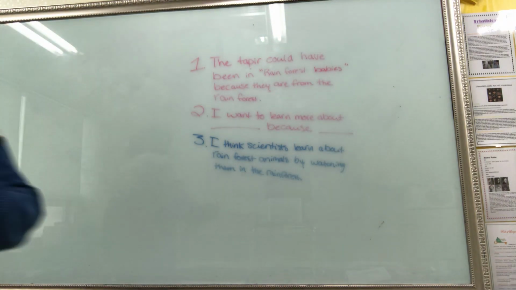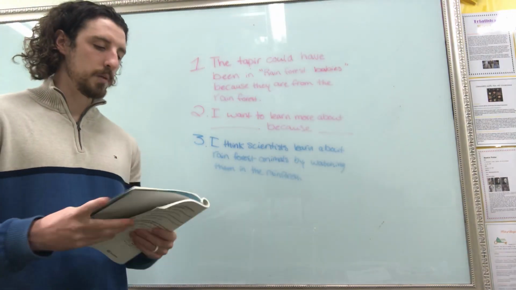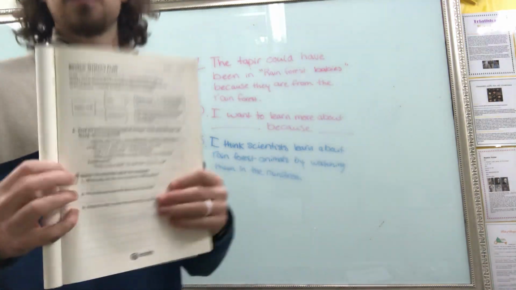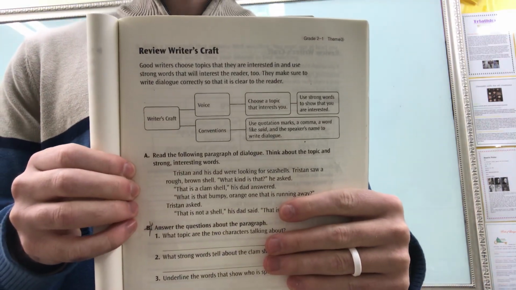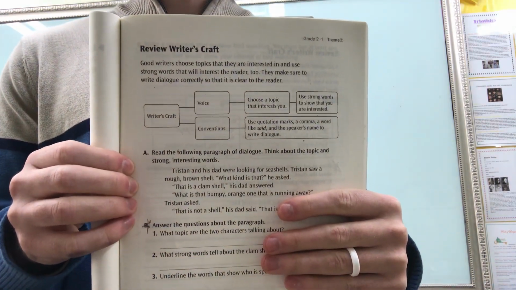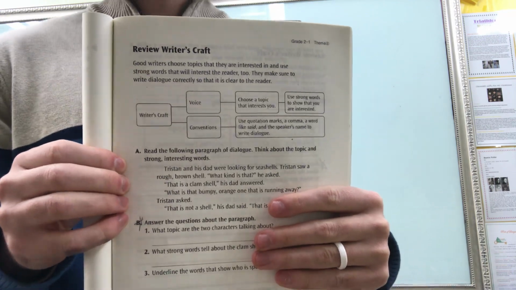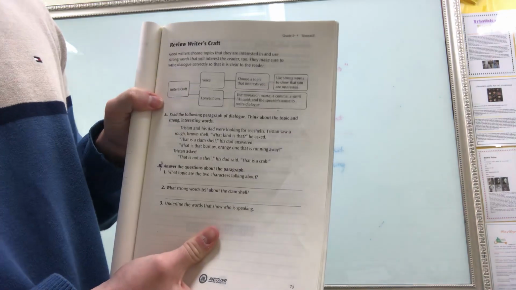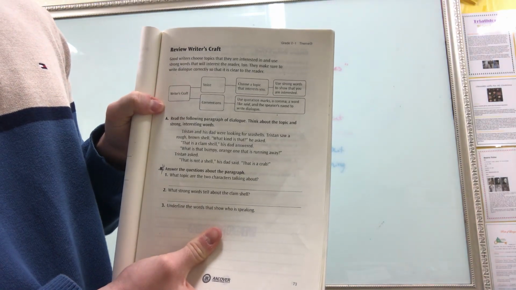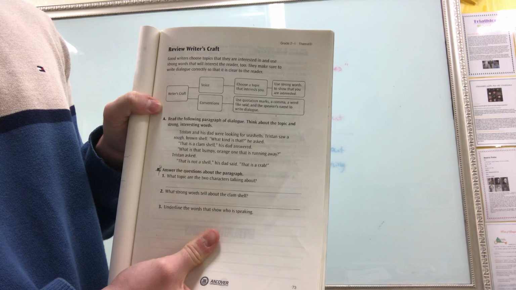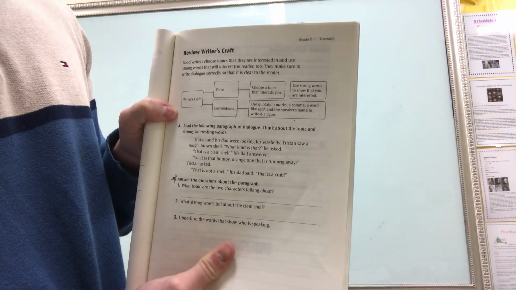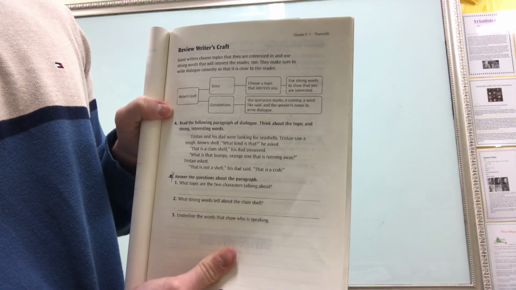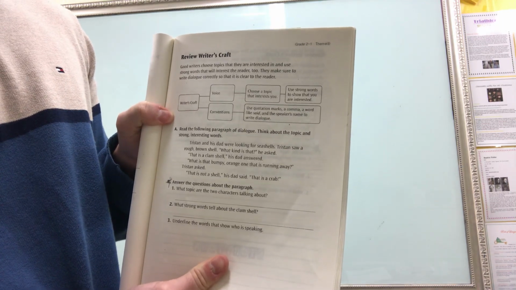Now, in the workbook, on page 73, that's where we're starting, page 73, we have review writer's craft, okay? Let me just see if I can read this for you. Okay. Good writers choose topics they are interested in and use strong words that will interest the reader. They make sure to write dialogue correctly so that it is clear to the reader.